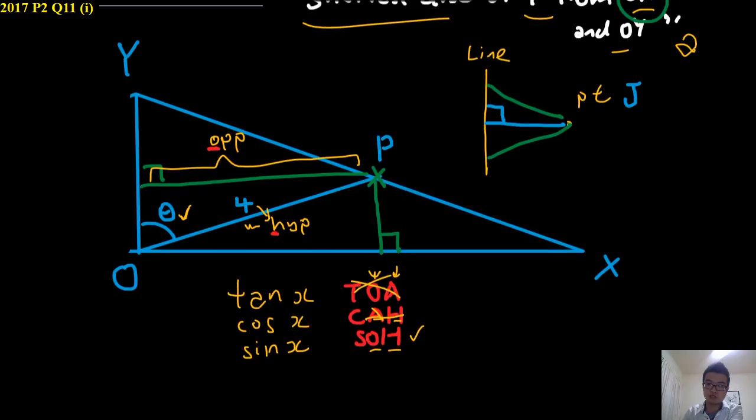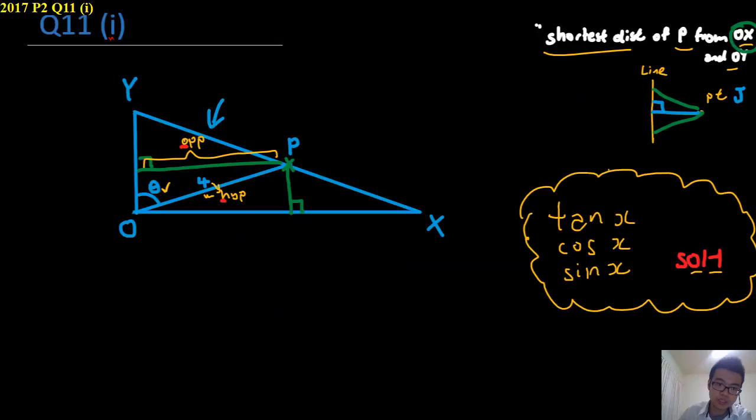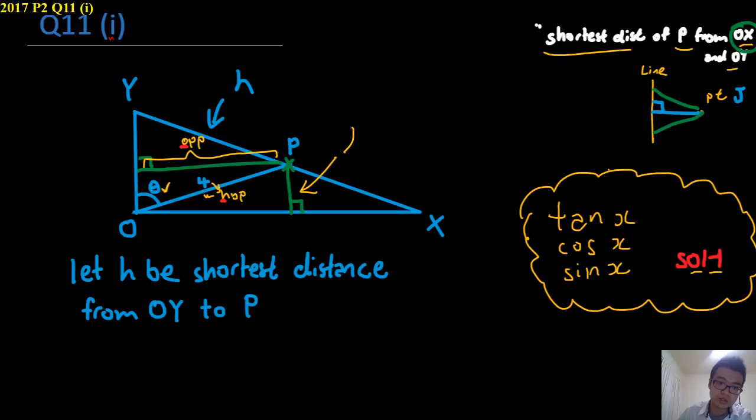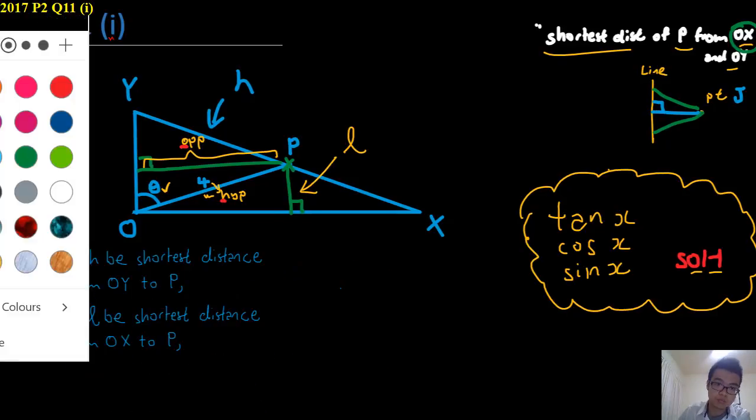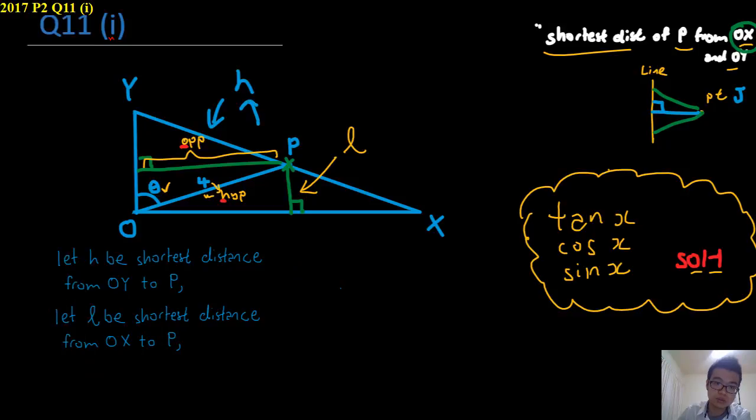I'll shift a bit. So a few ways to do it. Let's label this as H first, and label this as L. Maybe you can use other variables as well. There. So here H should be equal to 4 cosine theta, and how do we get that? Sorry, 4 sine theta actually, as we go over here, right? And how do you get that?